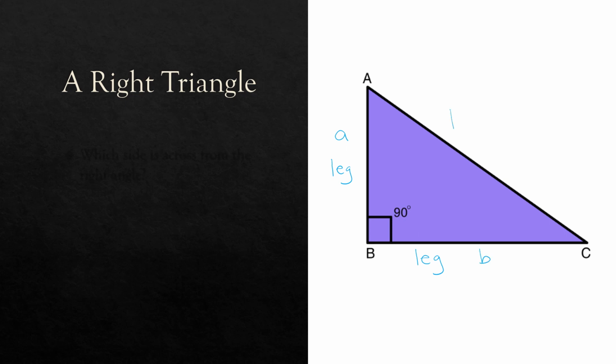The hypotenuse is what we call the longest edge of the triangle that's across from the 90-degree angle. The hypotenuse is always the longest, it is always across from the 90-degree angle. We often label it with a small c. So which side is across from the right angle? The hypotenuse.